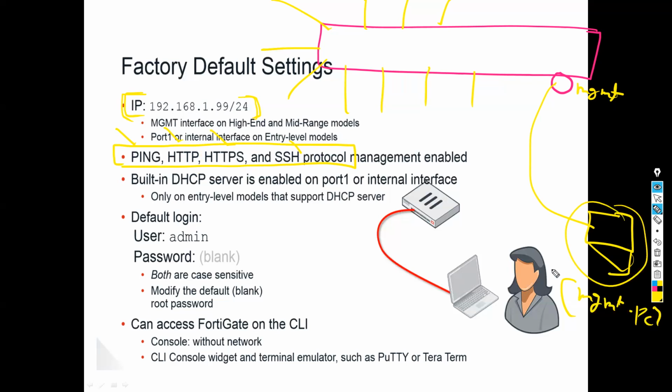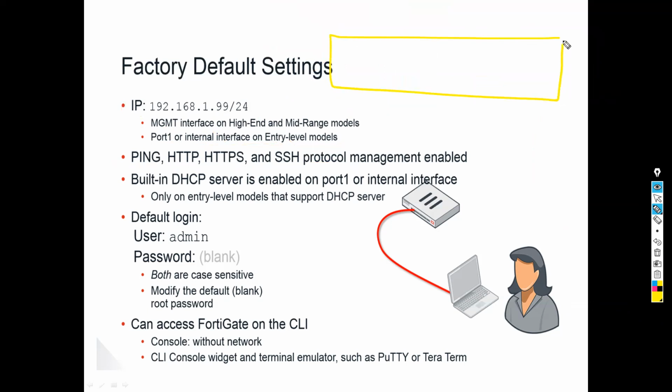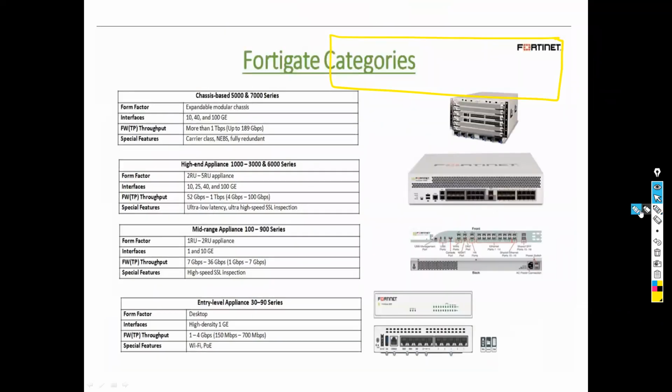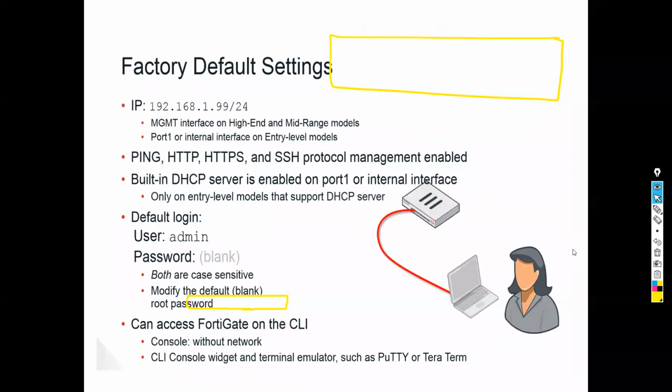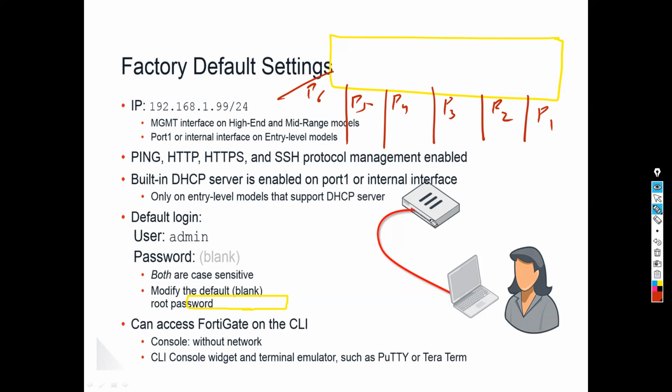Okay, in case you have an entry level firewall, entry level means the series from 40 or 30 up to 90 series. On an entry level firewall box, we have only data interfaces, for example port number 1, port number 2, port number 3, 4, 5, 6. On an entry level firewall box, we can use port number 1 as a management port. You can use any port as a management port, no problem, but port number 1 you can use by default.